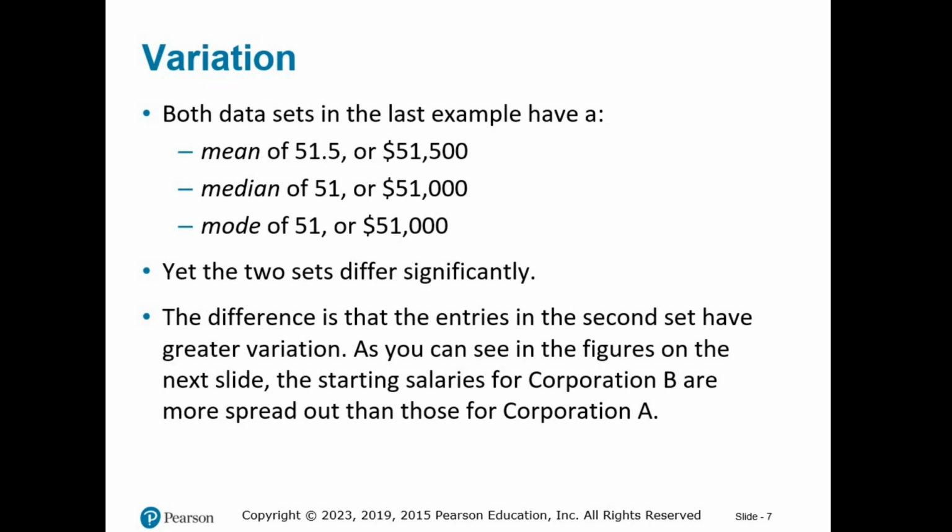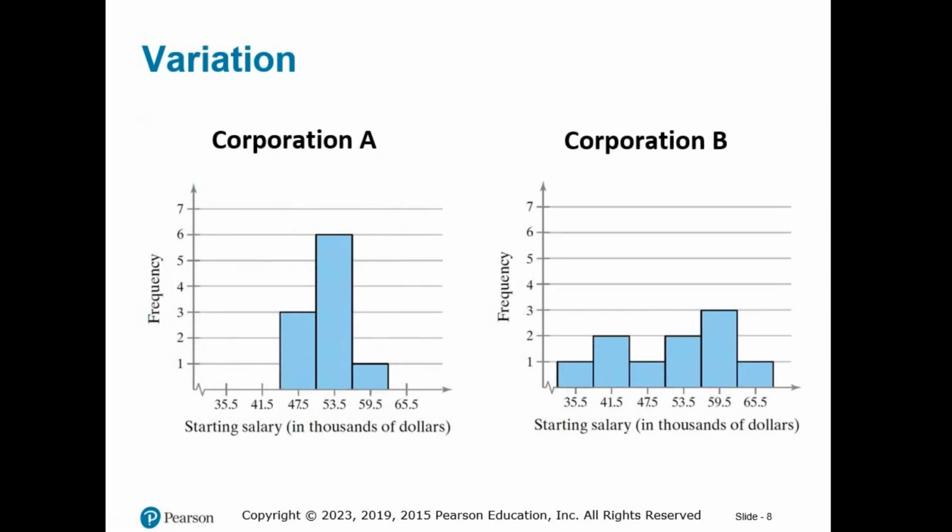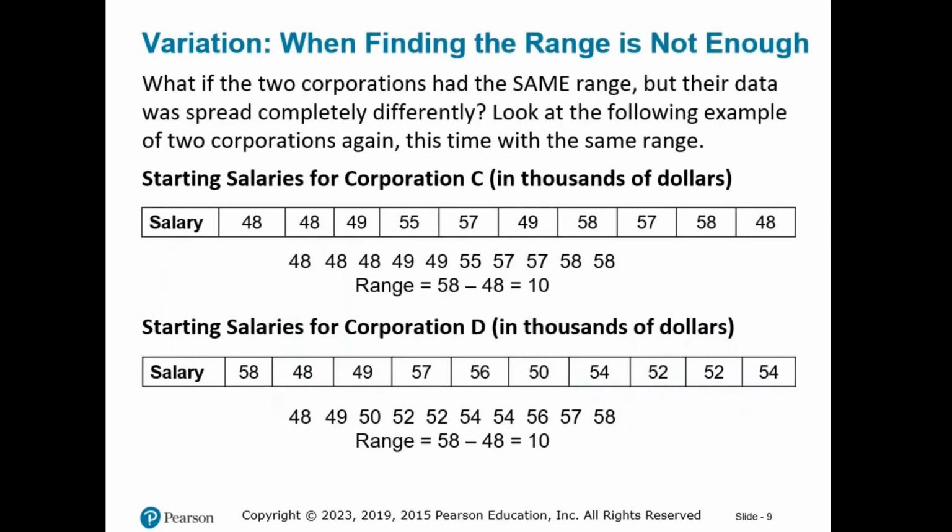This difference shows in their distribution appearance quite a bit. Notice that Corporation A only has data in the middle of the data values, whereas Corporation B's data covers the entire field. Corporation B's range is larger, so it has a larger spread. What about if the two sets have the same range, but have different means and other characteristics? Pause the video and find the ranges for Corporation C and Corporation D.